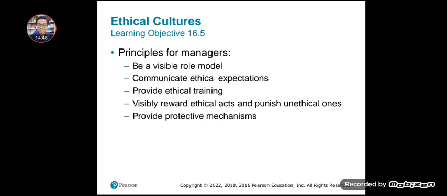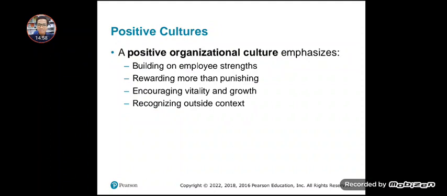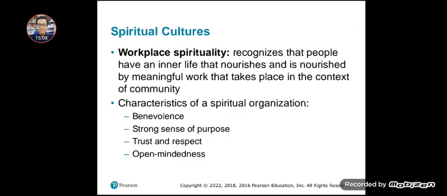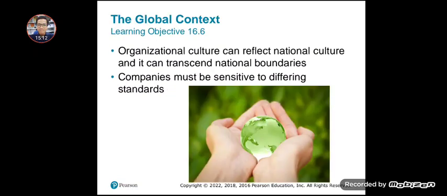For ethical cultures, I hope that you can read this by yourself in our textbook. And when you read about ethical cultures, yes, several types of cultures are associated, for example, positive cultures, spiritual cultures, and so on.